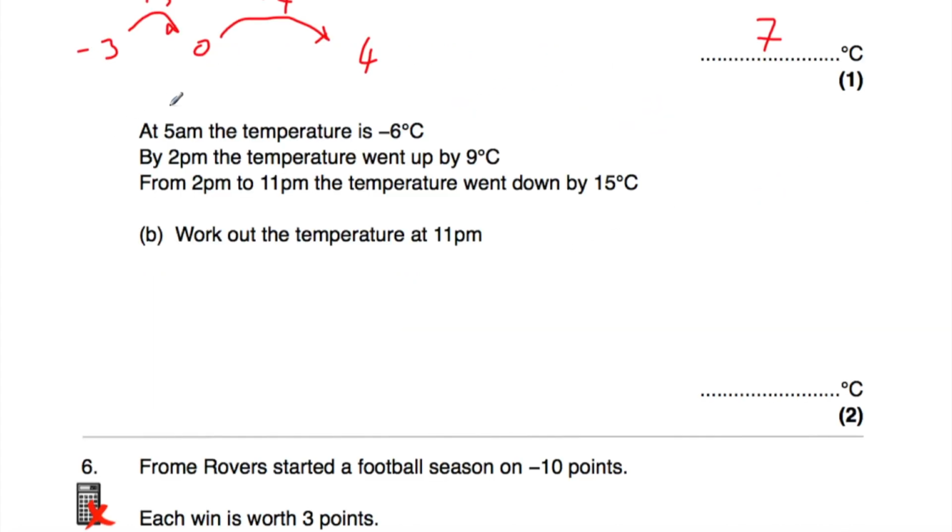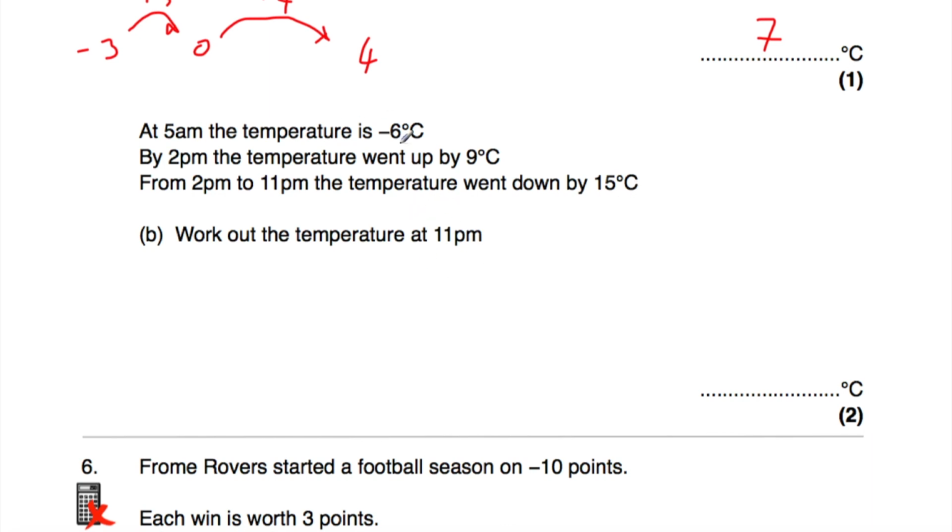And that's it. And then we're told at 5 a.m. the temperature is -6 degrees Celsius. And by 2 p.m. the temperature went up 9 degrees Celsius. And from 2 p.m. to 11 p.m. the temperature went down by 15 degrees Celsius. Work out the temperature at 11 p.m.